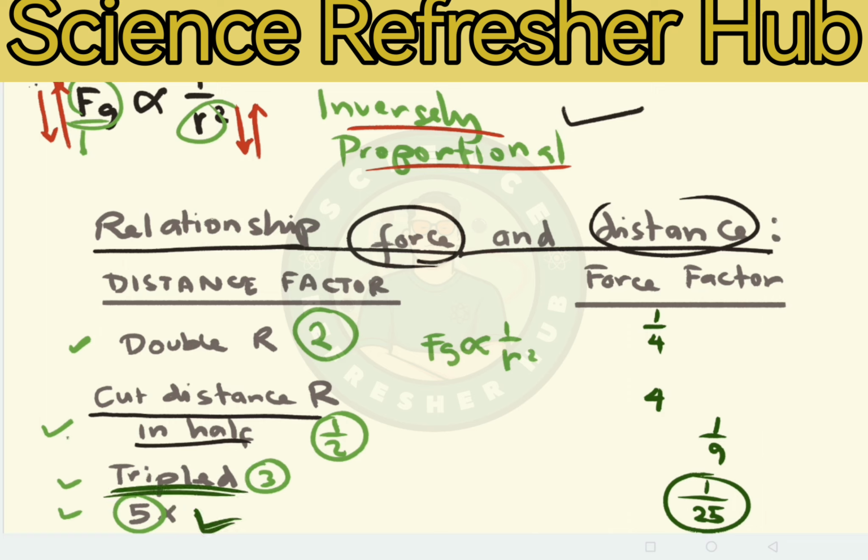Okay, so if we double the distance, we will have a factor of 1/4. If we will reduce it to 1/2, we'll have 4 force factor. And if we triple the distance, we'll have 1/9 force factor. And 5 times will become 1/25 force factor.